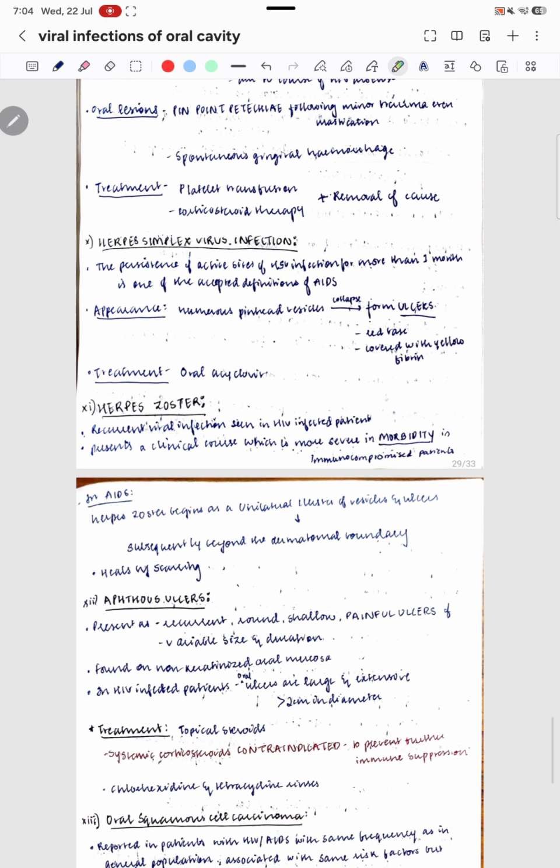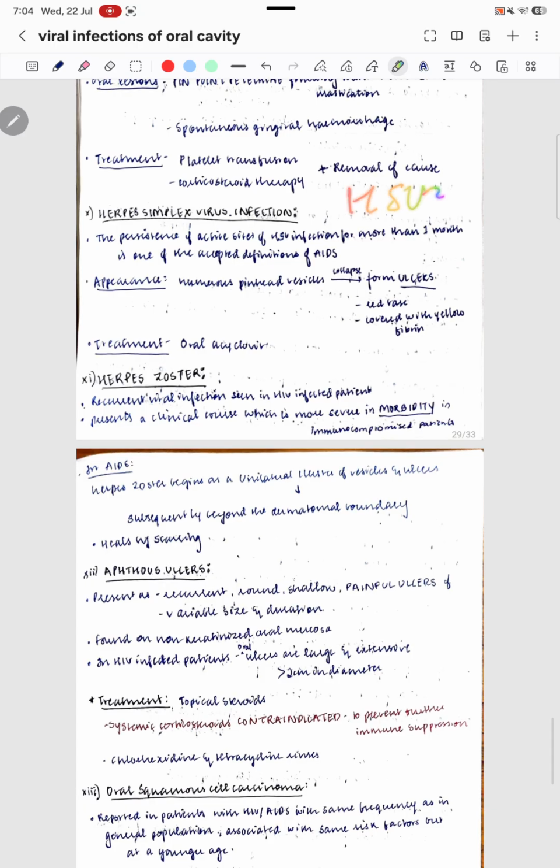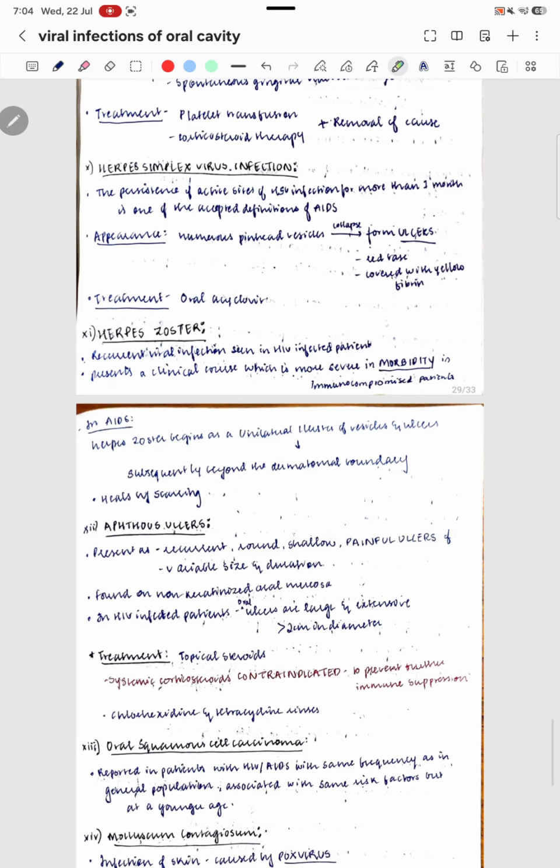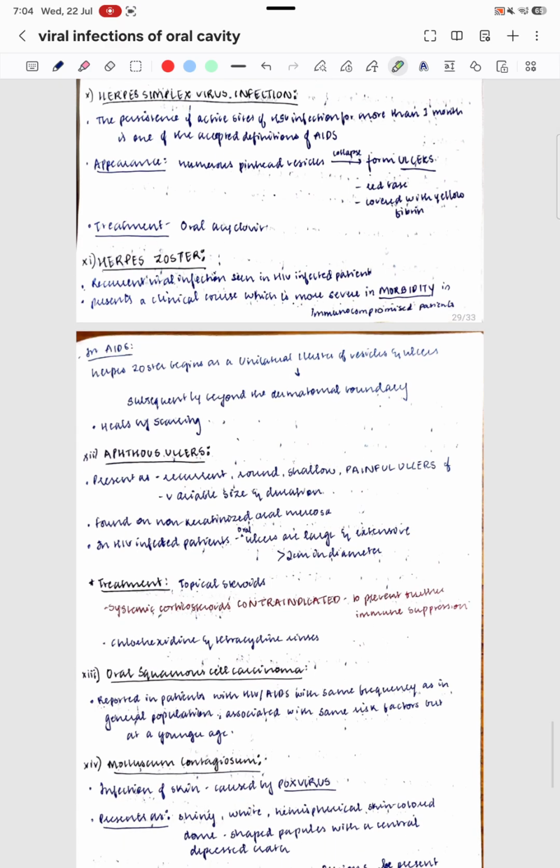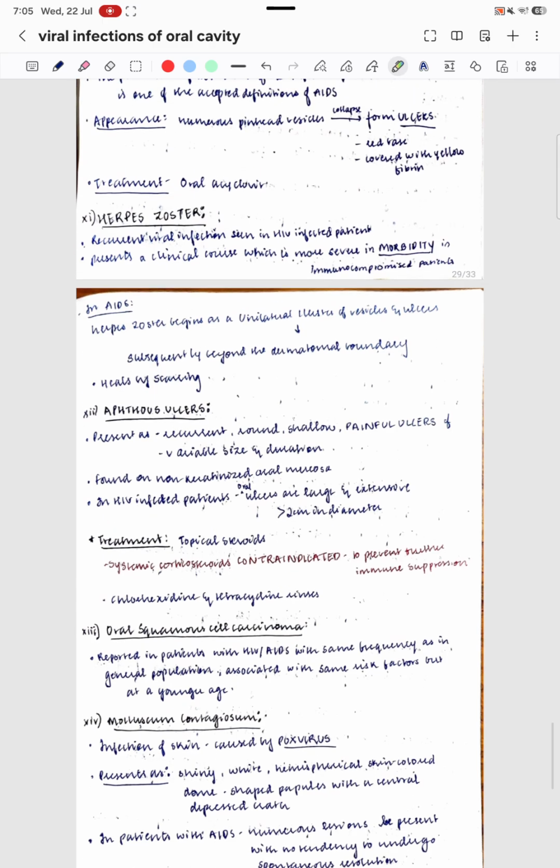Then herpes simplex virus infection, HSV, could also occur. Persistent activity of HSV for more than a month is one of the most accepted definitions of AIDS. If there is activity of HSV infection, it will definitely occur in these patients. Numerous pinhead vesicles collapse to form ulcers. We have already read HSV in detail, so we just have to mention a few points.